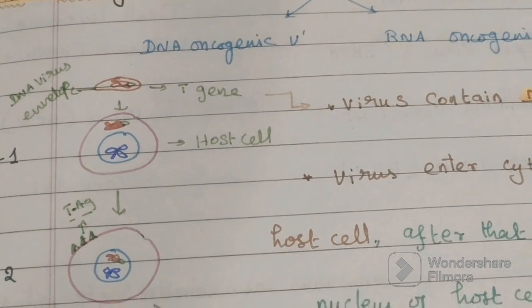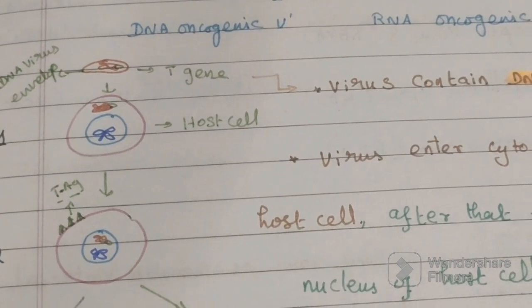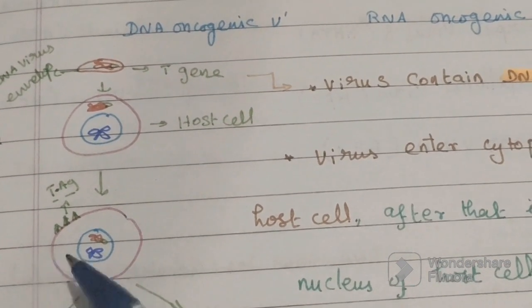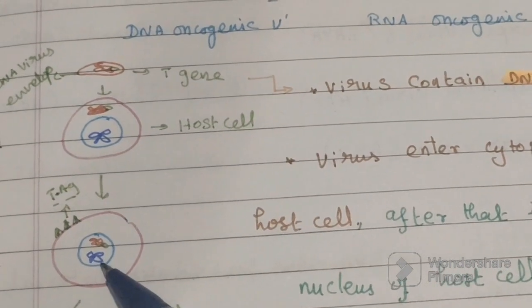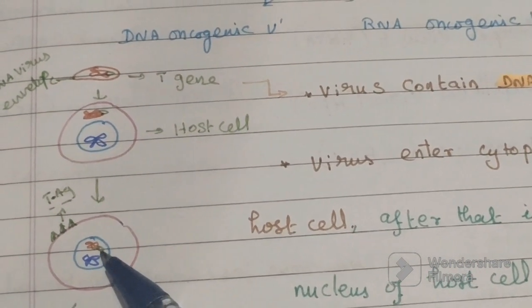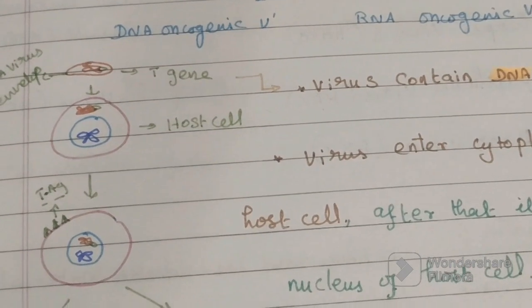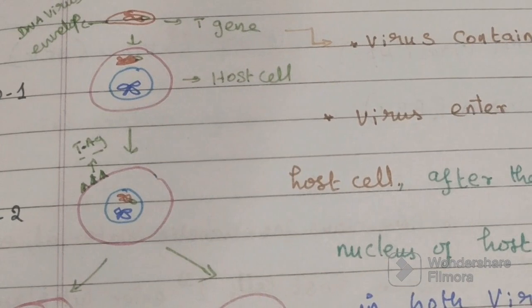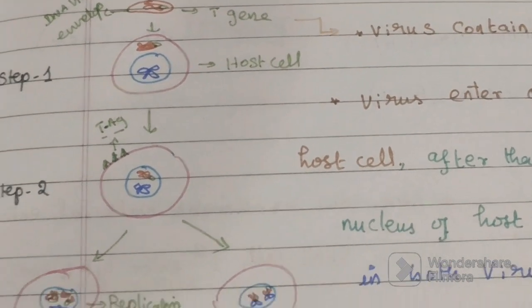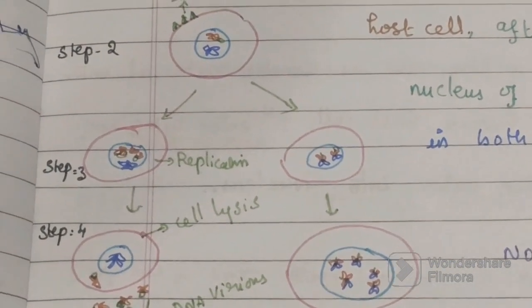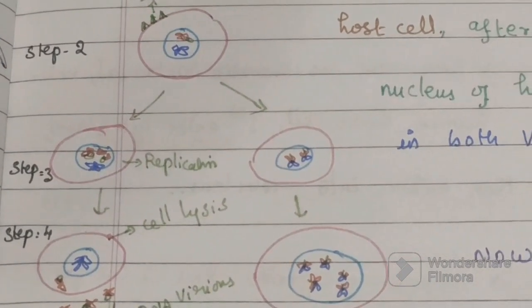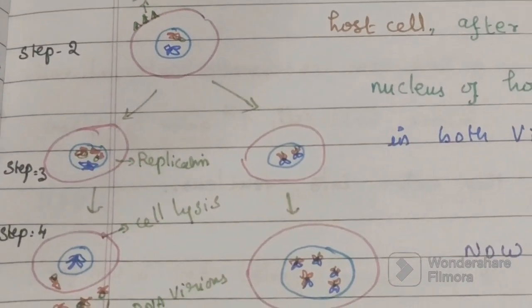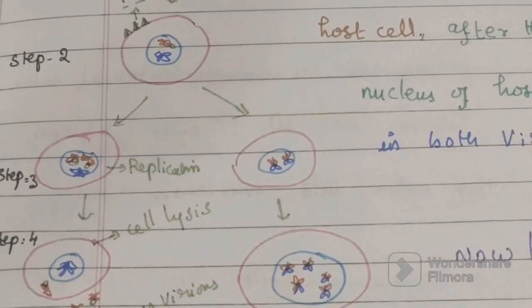Now there are two DNAs in the nucleus. The host has the blue one, and the virus has the red one. Two types of DNA are present. Now there are two possibilities. The first one is virus DNA replication by using material from the host cell.